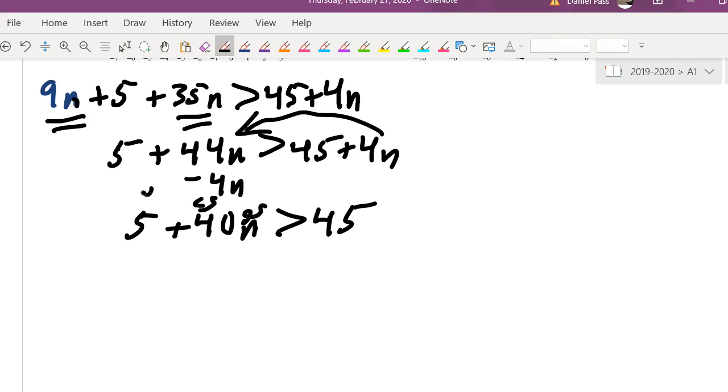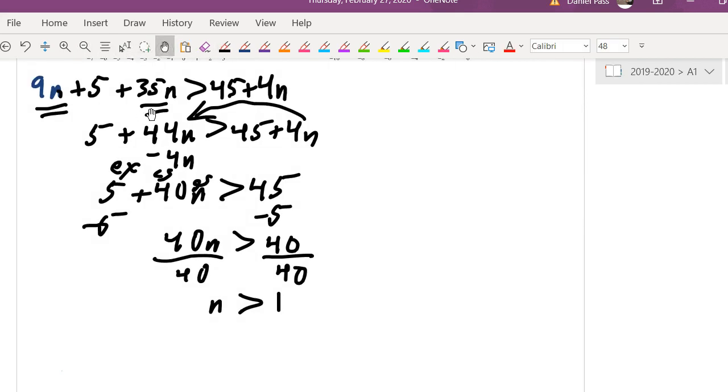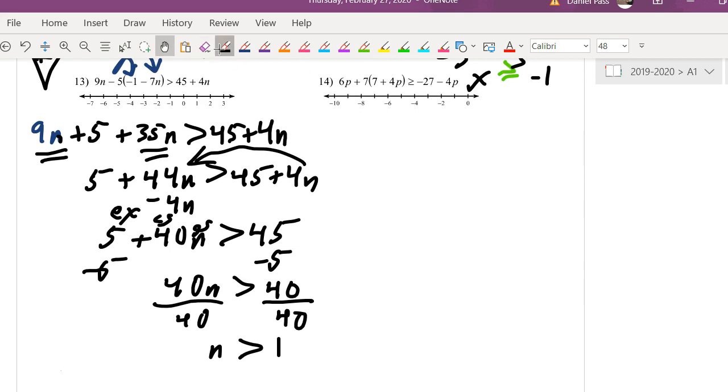Superstar, co-star, extra. All right, negative 5 on both sides. 40n is greater than 40. Well, we're dividing by a positive, so we keep the sign the same. Do not change that inequality sign, please. I want to get a bunch of A's on this test. That's what I want. Open circle, going to the right.